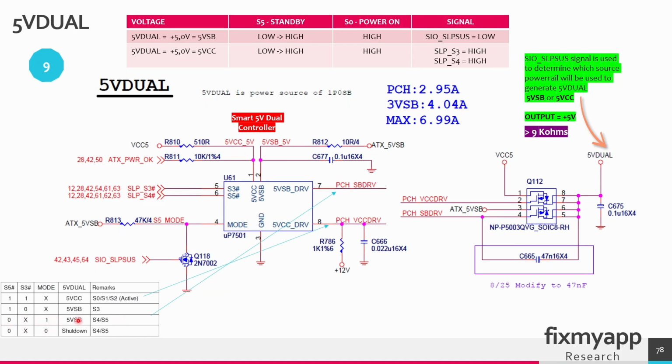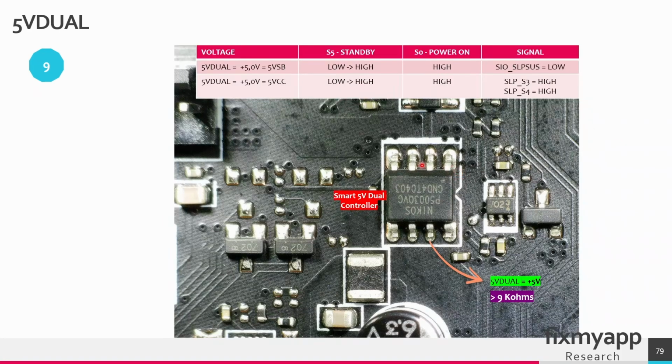Because of this state, the source voltage will be 5 volt standby, and this comes from the 5 volt standby voltage from the ATX. When the sleep S3 state and the sleep S4 state is high, it will get its source voltage from the 5 volt VCC, and that will be generated when the power supply is turned on. The output of this 5 volt dual power rail is higher than 9 kilo ohms. This is the voltage regulator that determines where the source voltage comes from, but eventually at the output we have to have plus 5 volt.